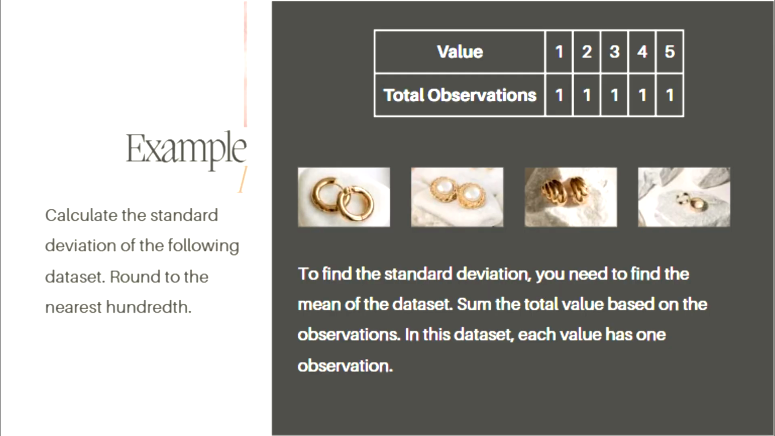So here's example 1. Calculate the standard deviation of the following data set, round to the nearest hundredth. It gives us a table that we're starting out with that has the value, and the total observations is how many times it occurs.